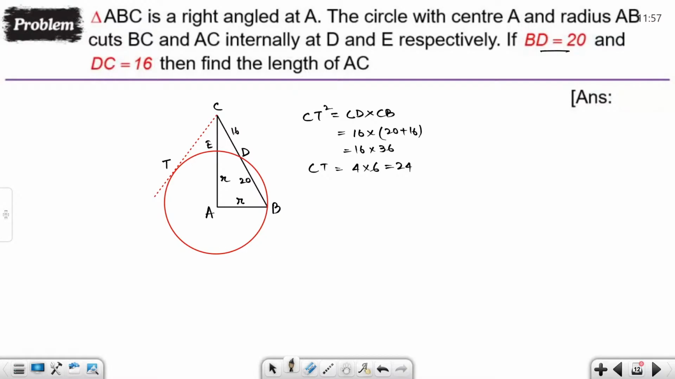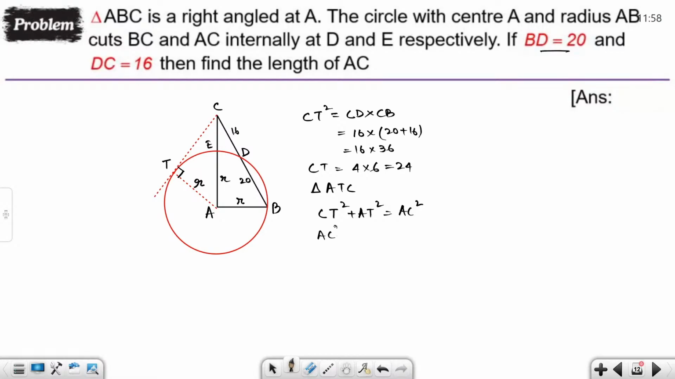Okay, so we have to find out what is AC. So for that, what I'm doing, I'm simply joining this point of contact with the center of this circle. So this length will be again equal to R, and this is 90 degrees. So taking the triangle ATC, look at it carefully, taking the triangle ATC, we can write that CT square plus AT square is equal to AC square.